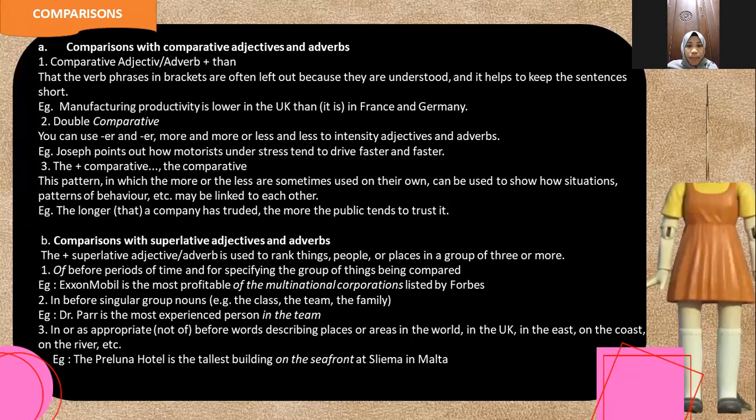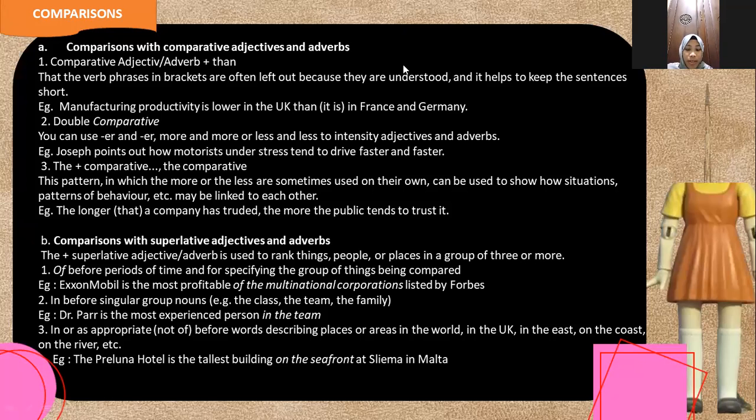Number 2, in before singular group nouns. Example, the class, the team, the family. For example, Dr. Park is the most experienced person in the team. Number 3, in or a preposition of place, before nouns describing places or areas in the world: in the UK, in the East, on the coast, on the river, etc. For example, the Preluna Hotel is the tallest building on the seafront at Sliema in Malta.